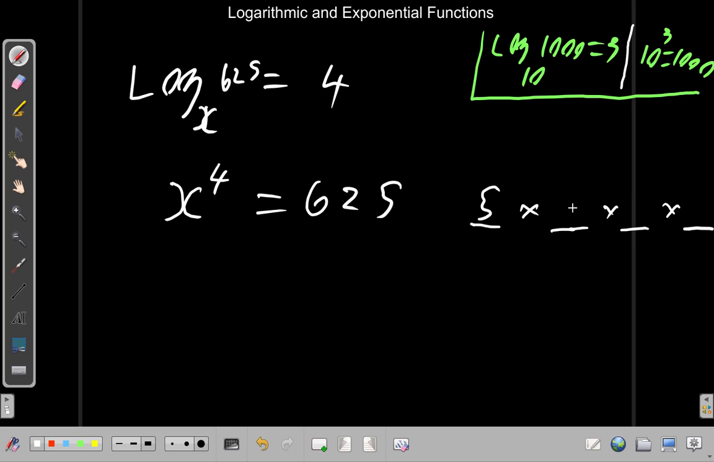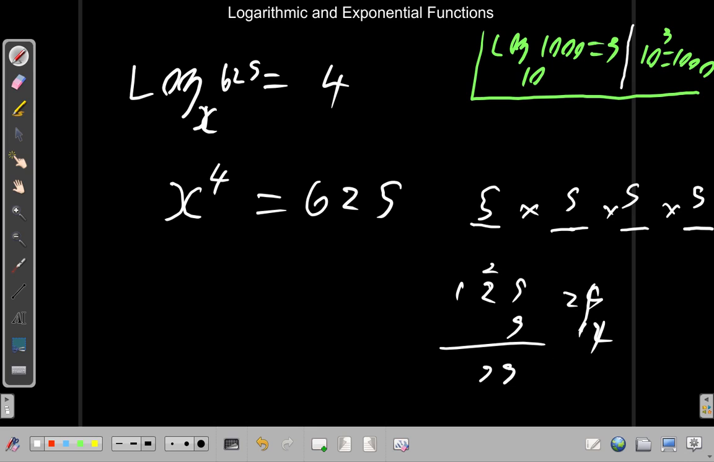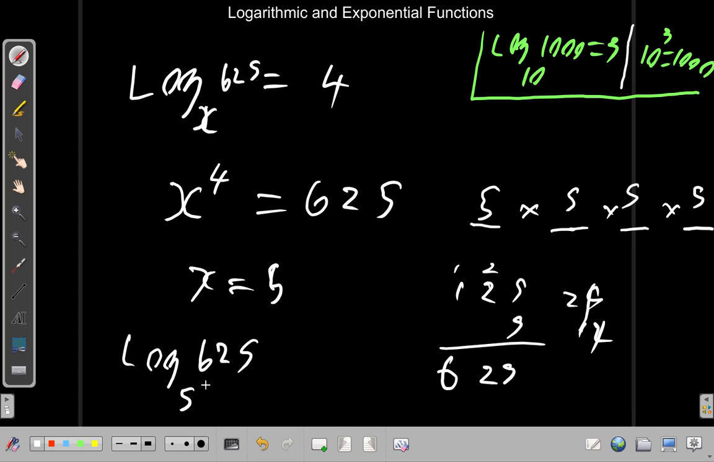Is it 5? 5 5s and they multiply. 5 times 5 is 25. 25 times 5 is 125. 125 times 5: 5 times 5 is 25, bring down the 5, carry 2. 5 times 2 is 10 and 2 is 12, bring down the 2, carry 1. 5 times 1 is 5 and 1 is 6. Right, it is 625. So x is equal to 5. So therefore, if you find the logarithm of 625 and the base is 5, you're going to get 4. In other words, 5 raised to the power of 4 is equal to 625.